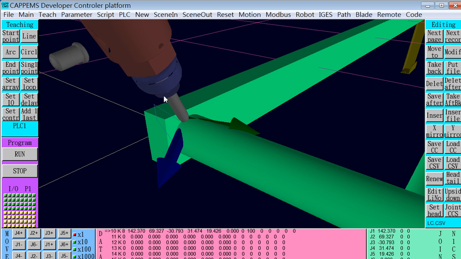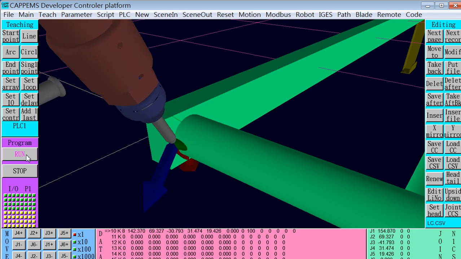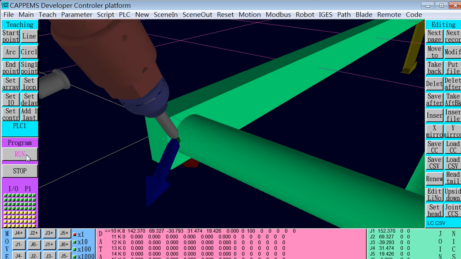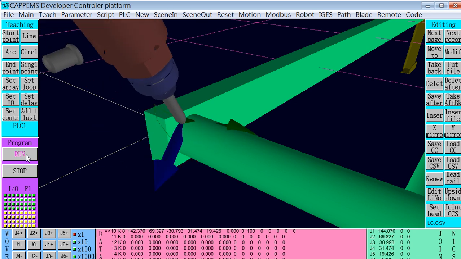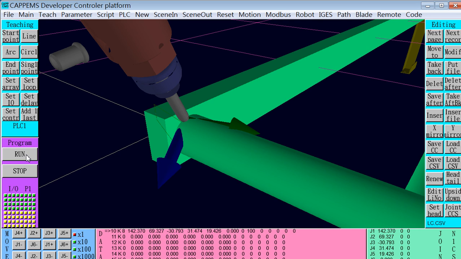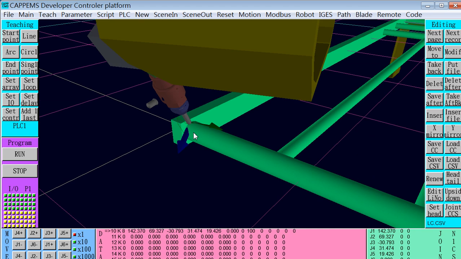Okay. Then we have 10 instructions. See the visually. Okay, fine. And then retract back. How to retract?